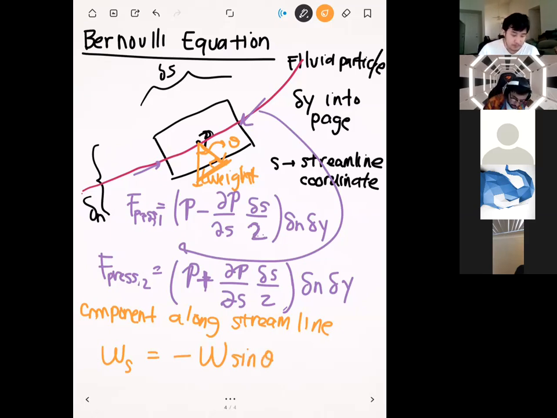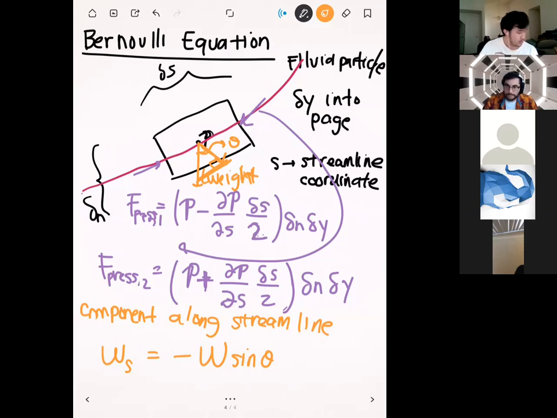Okay? And so the reason we're multiplying by sine theta is that the weight normally goes vertically down, but we want the component that goes along that streamline, because this weight is a vector, and so we can break up that vector into its different components. One component is parallel to the streamline, which is what we have right here, and then another component normal to the streamline, which we're going to just ignore at this point.